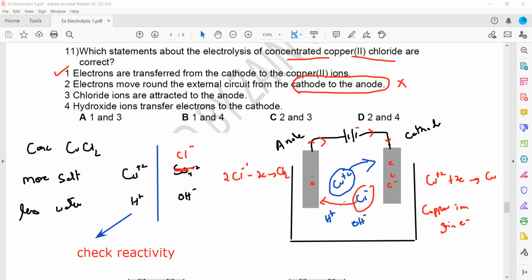Chloride ions are attracted towards the anode. That's true, because they're more, so that's why they're able to move. Hydroxide does not transfer electrons to the cathode. Actually, the statement is wrong because hydroxide is not involved here, and they're not transferring to the cathode, they would transfer to the anode if it was moved. So which statements are correct? Statement 1 and statement 3 are correct. That is why A is the right answer. Is it clear, this question? Any doubt in question 11, how we work out the correct statements?